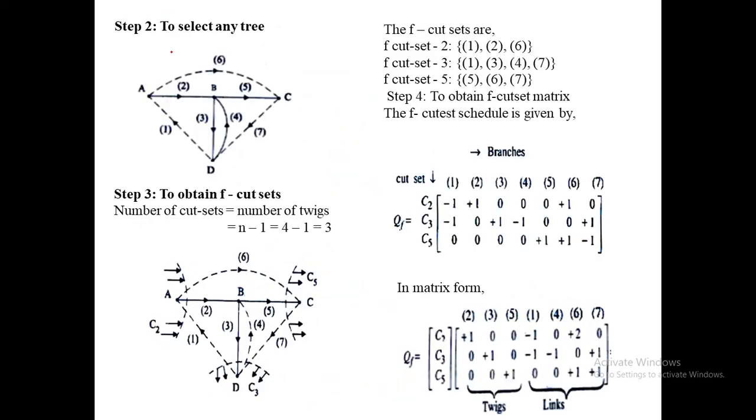Next step, select any tree. Here tree means we know that all the nodes are present but there is no closed path. Here I have selected this A to B, then A to C, B to C, and then this 3. This is the tree, because it has all the nodes but there is no closed path. These 4 we represent as dotted lines because these are the link branches. Link means the remaining branches of the tree.